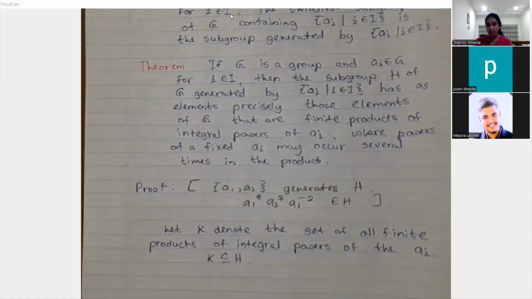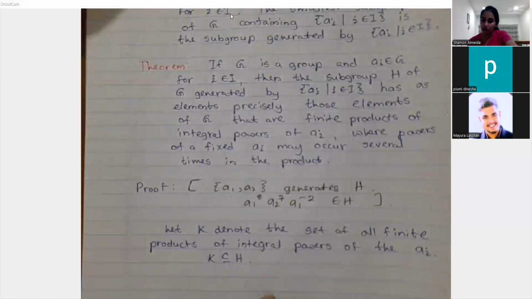Now, in that case, K is a group containing all elements a_i, and H is the smallest group containing all elements a_i, right? And because K is a subset of H, K is not containing H, it's contained in H. Therefore, the only option for us at that point would be for K to equal H, right? So that is exactly what we are going to prove. We will show that K is a subgroup of H. So let me write it.